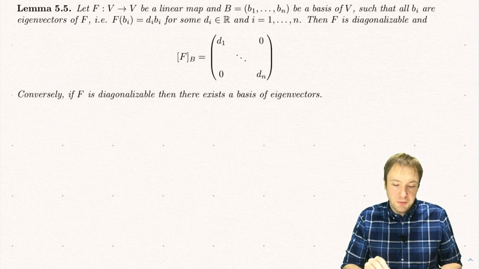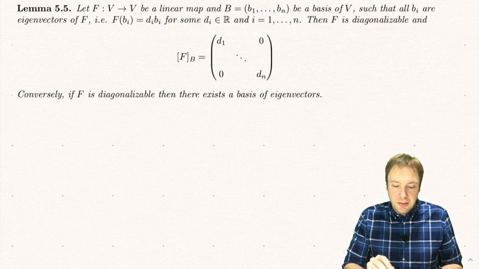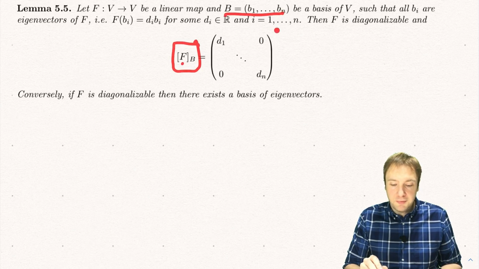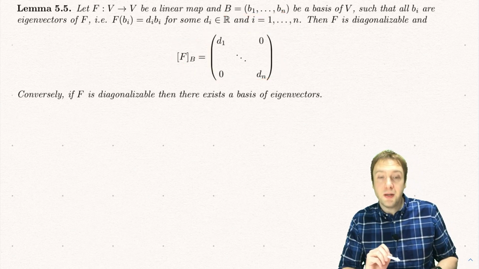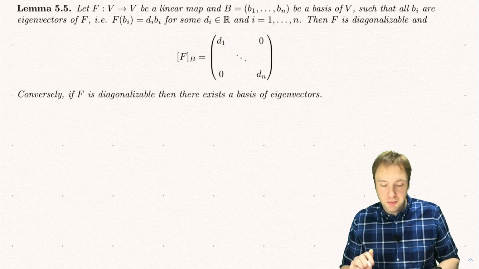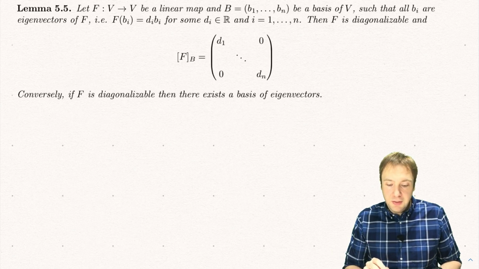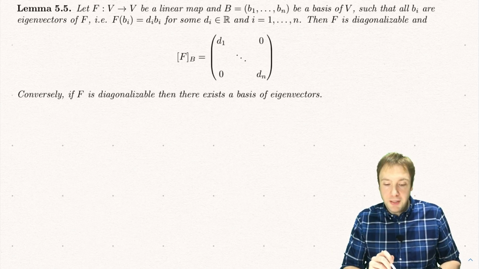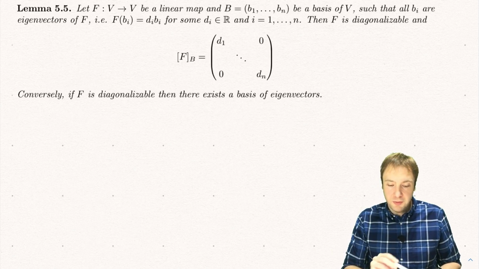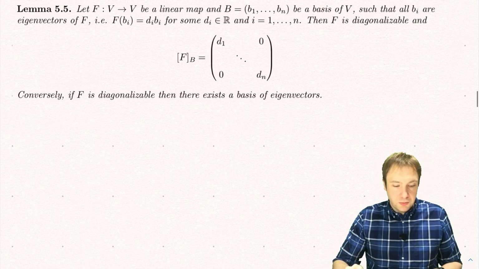And then the statement is, if such a basis exists, then F is diagonalizable, and the matrix of F with respect to this basis is exactly the diagonal matrix where the eigenvalues are on the diagonal. And also conversely, if F is diagonalizable, then I have a basis of eigenvectors of this linear map. Okay, so why is this true?